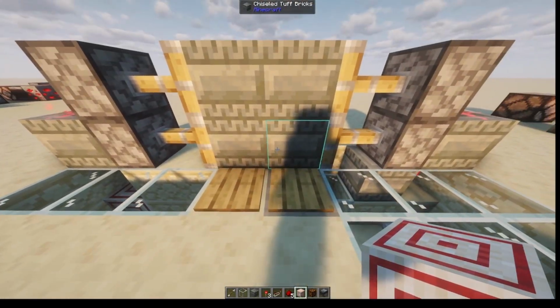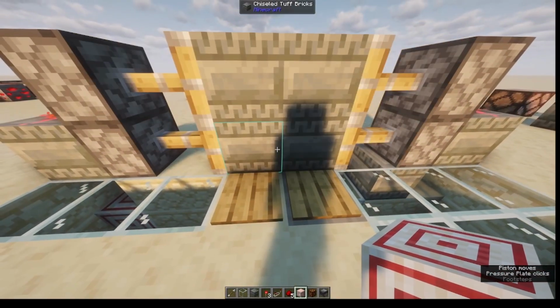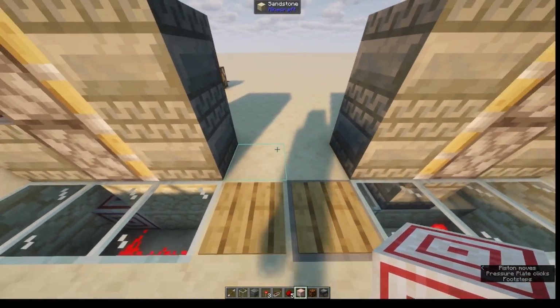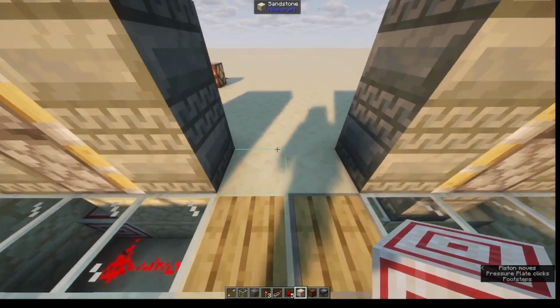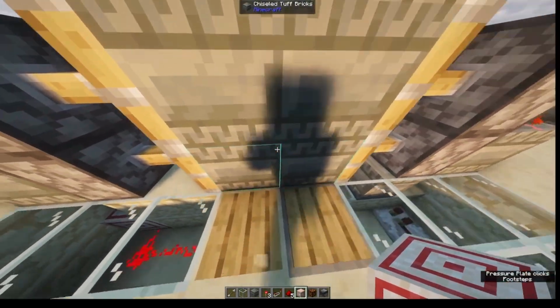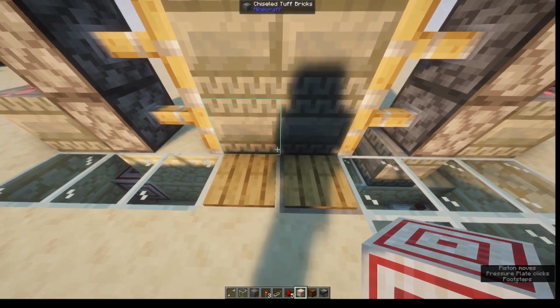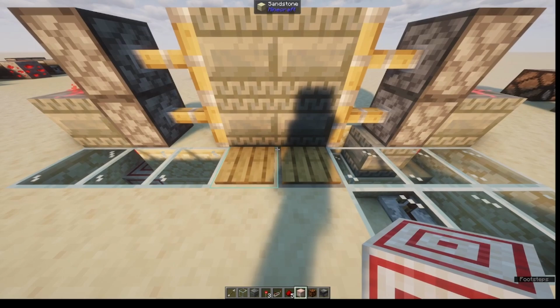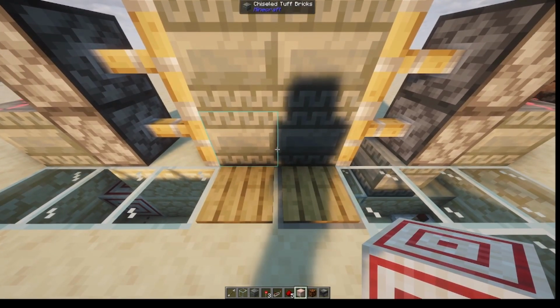But you can also see that on the right hand side, there's a very small delay, as opposed to using the target block, which is instant. This is because of the repeater causing this delay. So if you're looking for instant redstone, then the target block is much more useful in that case, as well as being compact.